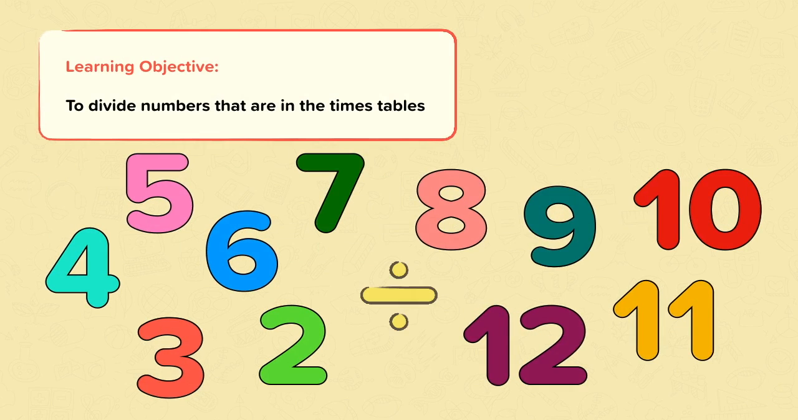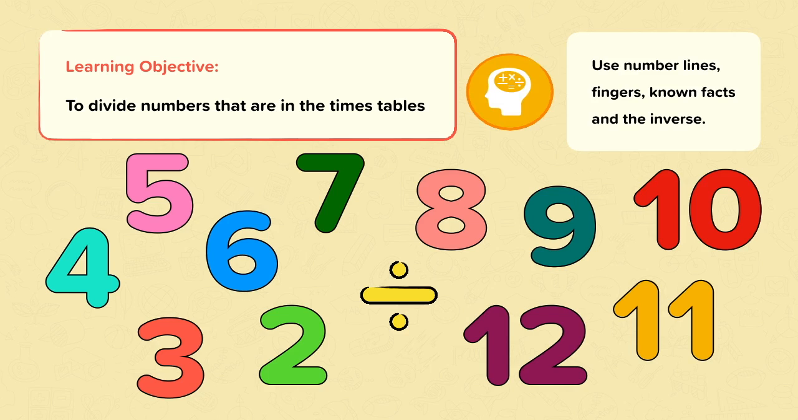In this nugget, the learning objective is to divide numbers that are in the times tables. You should try to do these division calculations in your head, but it may take practice. So, we'll look at using number lines, fingers, known facts, and the inverse to help you.